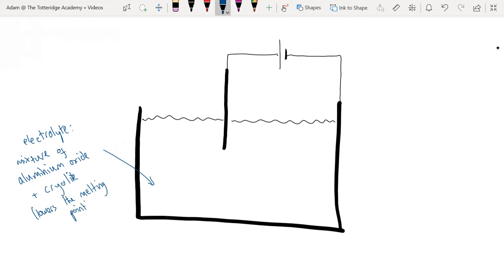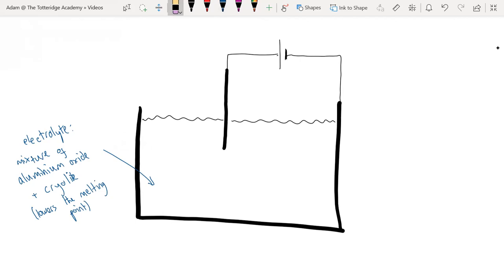So essentially, it means that I can melt the aluminium oxide at a lower temperature, which means I need to use less energy. Now, remember, the whole point here is that I pay for energy. So if I'm going to use energy to melt up some aluminium oxide, I have to pay for that. So obviously, I want the amount of energy I have to pay for to be as low as physically possible.